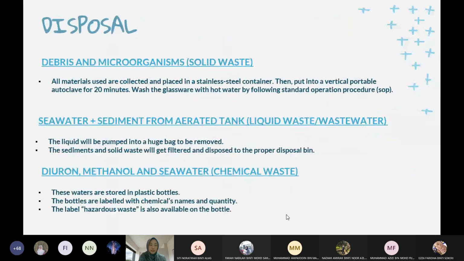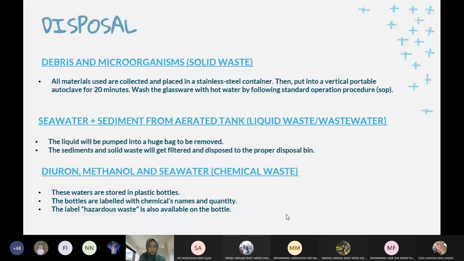The next slide, we can see that there are 3 types of waste produced and must be disposed of. The first type of waste is solid waste, which consists of mostly debris and microorganisms. As a way to dispose this, all materials are placed in a stainless steel autoclave.